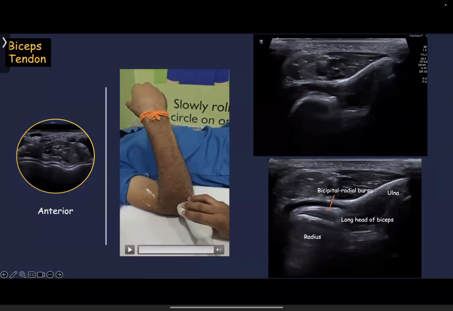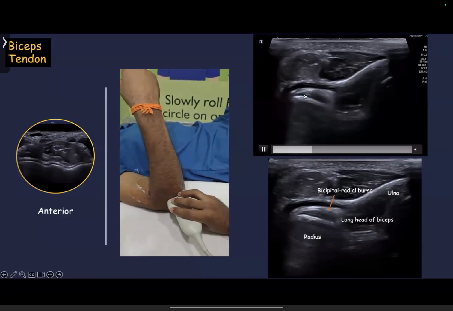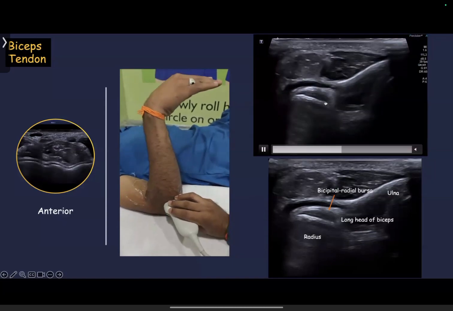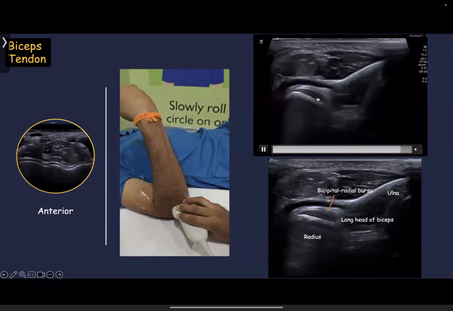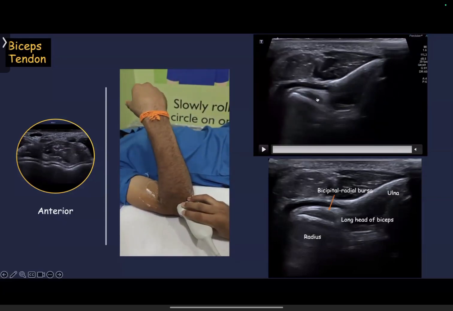So here, this is the biceps tendon. As we are doing pronation and supination, the biceps tendon is going in and out. While doing this, you have noticed that it is very much prone to friction here. For that, we have this bicipitoradial bursa. Usually it is not seen, whenever there is an effusion or any abnormality, we can clearly see this bicipitoradial bursa.